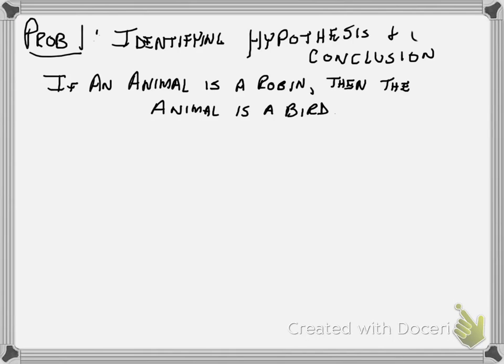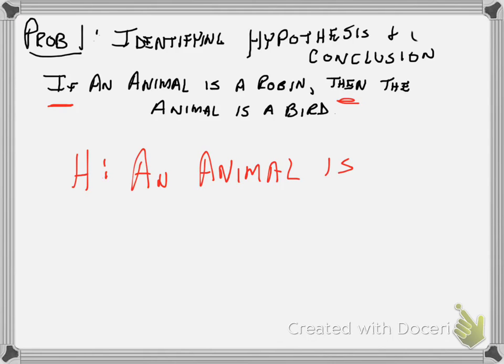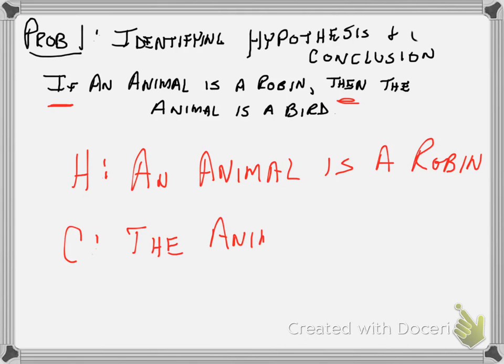Problem 1 is identifying hypothesis and conclusion. If an animal is a robin, then the animal is a bird. Again, look for the if and the then. So our hypothesis is going to be an animal is a robin. Your conclusion then would be the animal is a bird.